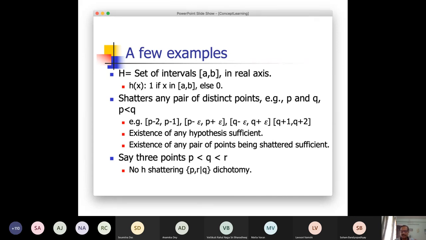So you will not find one. Q is the middle point. The 2 endpoints are positive and the middle point is negative. If the middle is negative, then you will not find an interval. If the middle is positive, you will find one. So P and R positive and Q negative means you will not find the interval, which shows that the VC dimension is 2 for this kind of hypothesis.